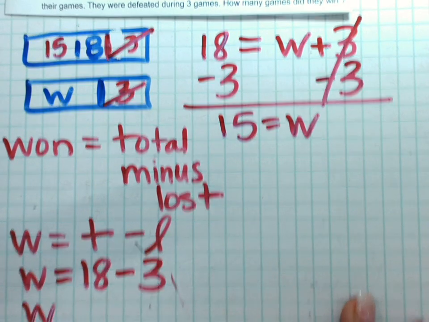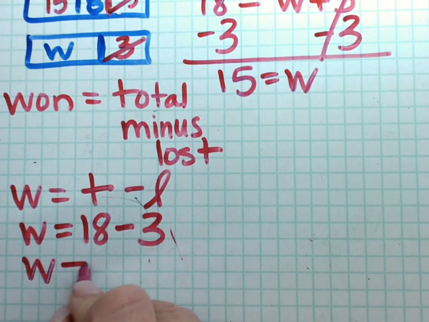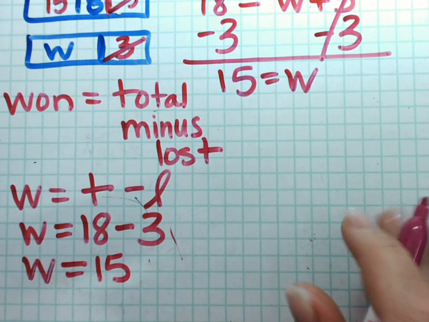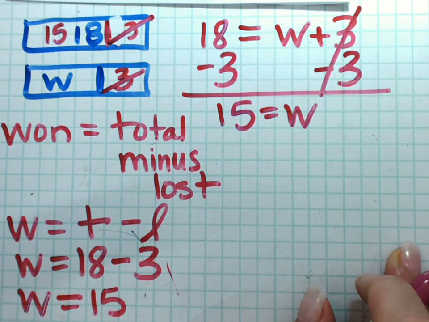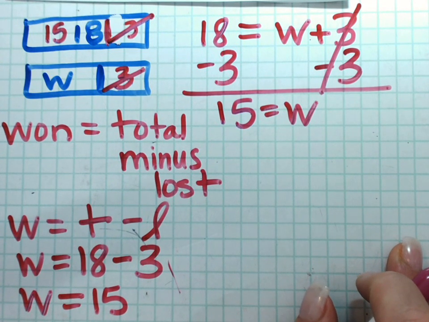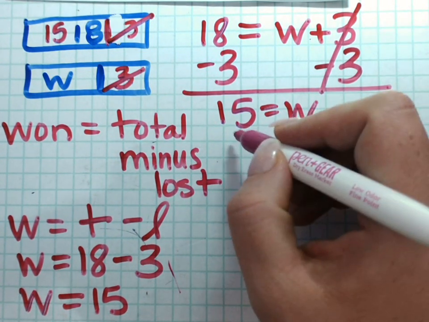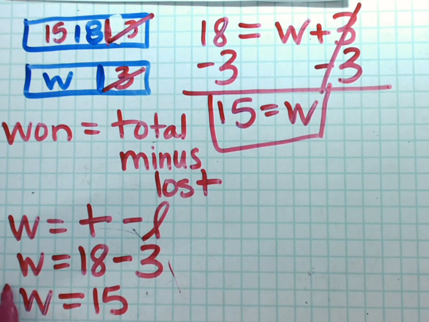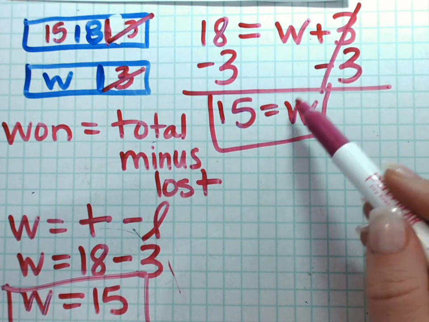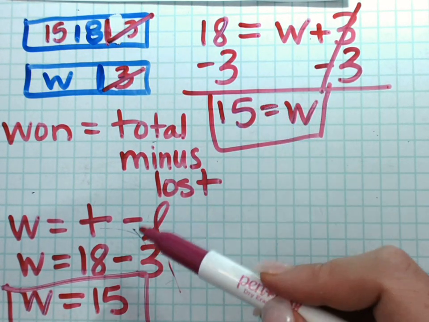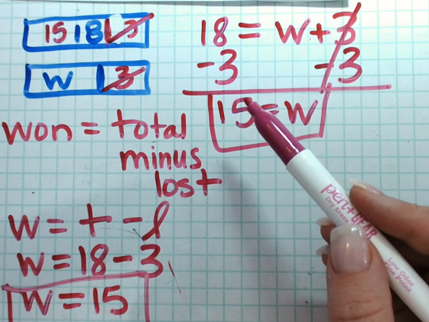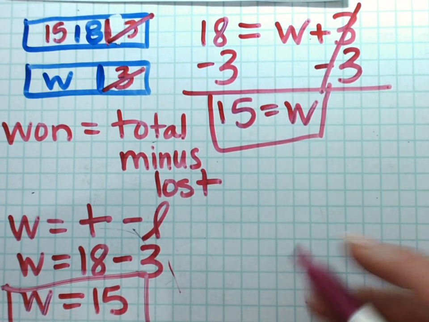15 games. Let me scroll that up so you can see it. So they won 15 games. It's the same thing, it's just represented 2 different ways. Either way, we get there were 15 total games won. Pick which way makes more sense to your brain and copy it down in your notes.